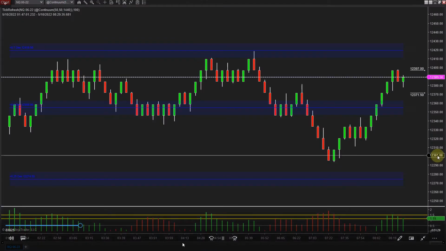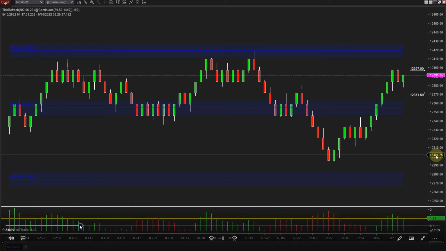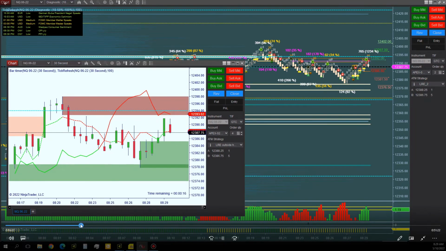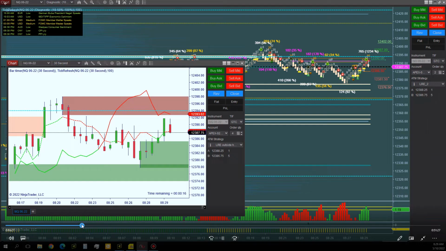I wanted it to break this 397 level, right? Break that, and then what happens? Sometimes it goes and fakes and comes back down. But I first want it to break that and then see what it does from there. That's my 50 tick. This black one, this is my 50 tick, by the way.